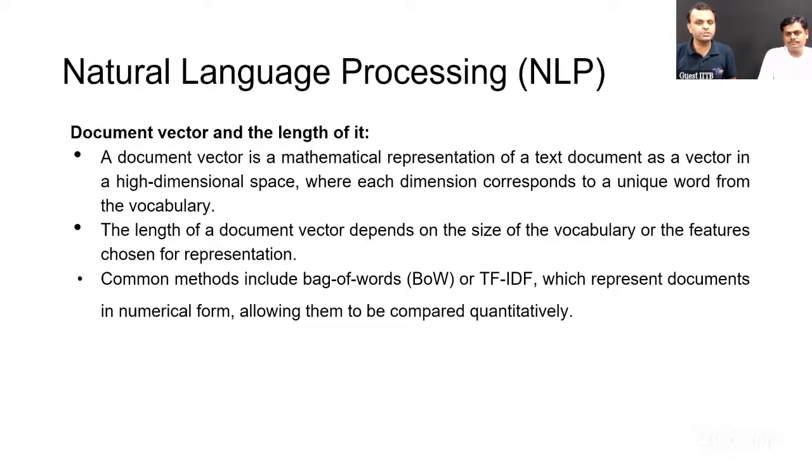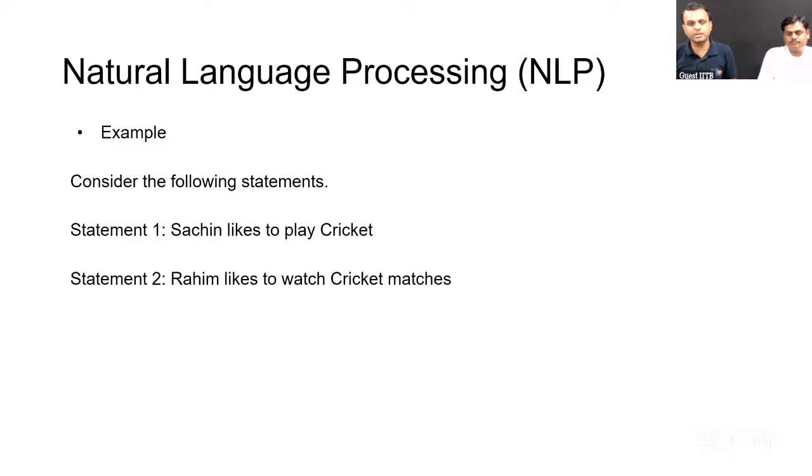And the common methods to do this are bag of words or TF-IDF. We didn't talk about TF-IDF, but you can check them. So I would like to give one example here. Consider the following sentences. Sachin likes to play cricket. Rahim likes to watch cricket matches. So what is the number of words for the document vector? This is Sachin, 1, 2, 3, 4, 5, 6. Likes is already covered. So 2, 7. Cricket is already covered. So 8. There are 8 vectors.